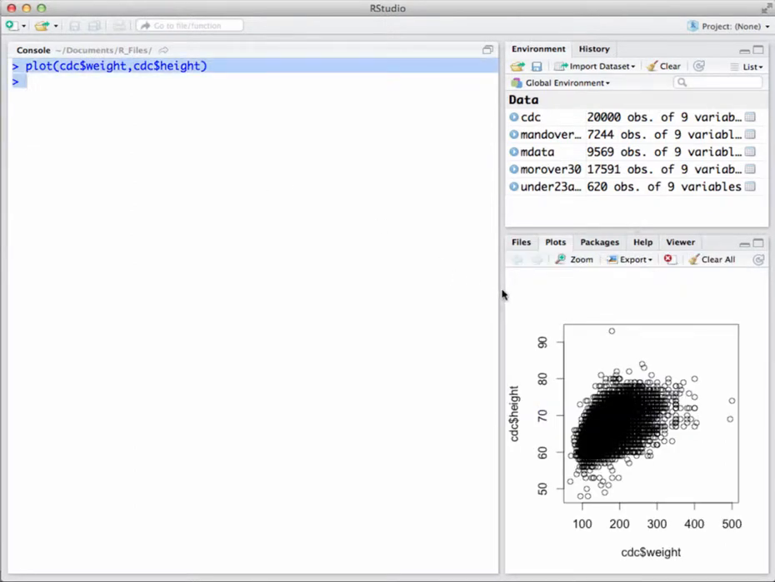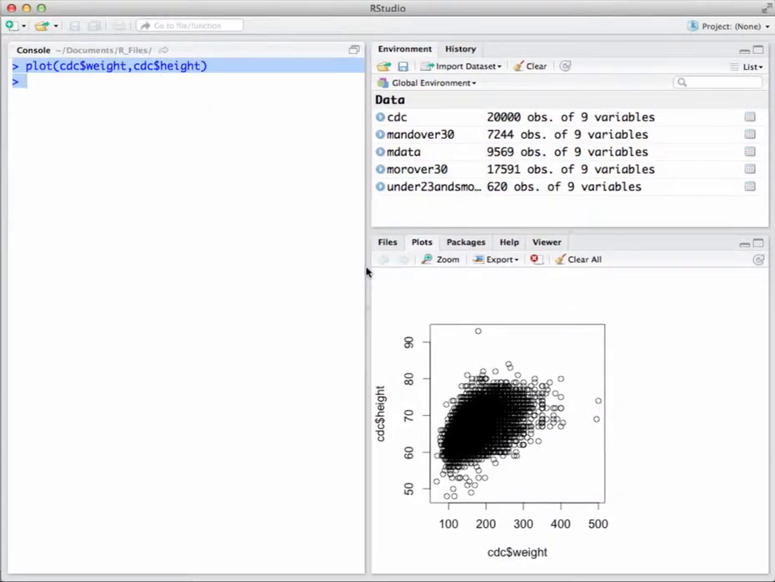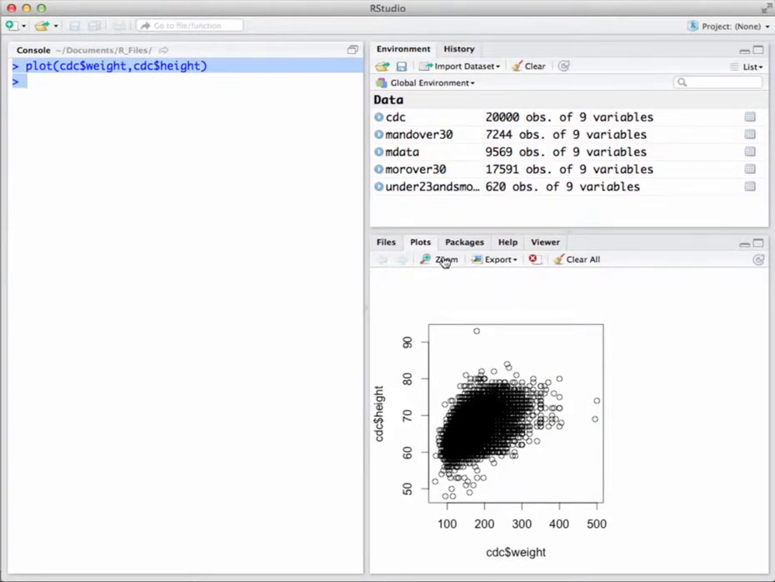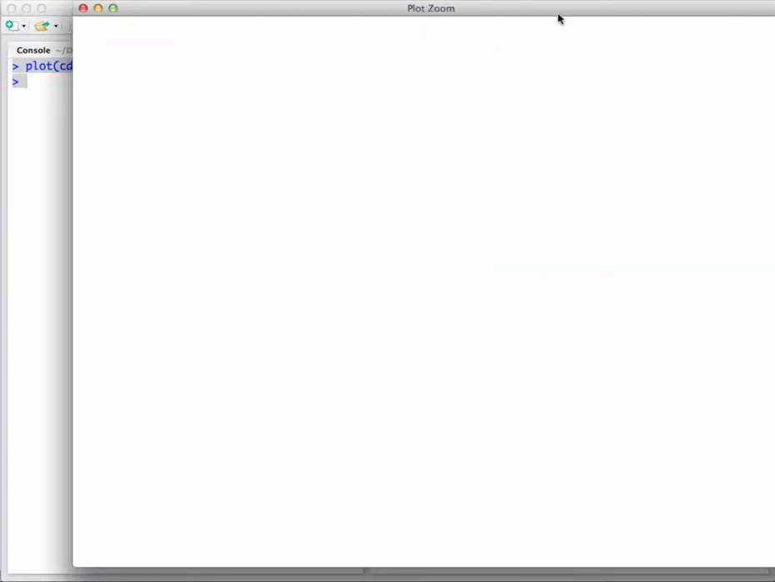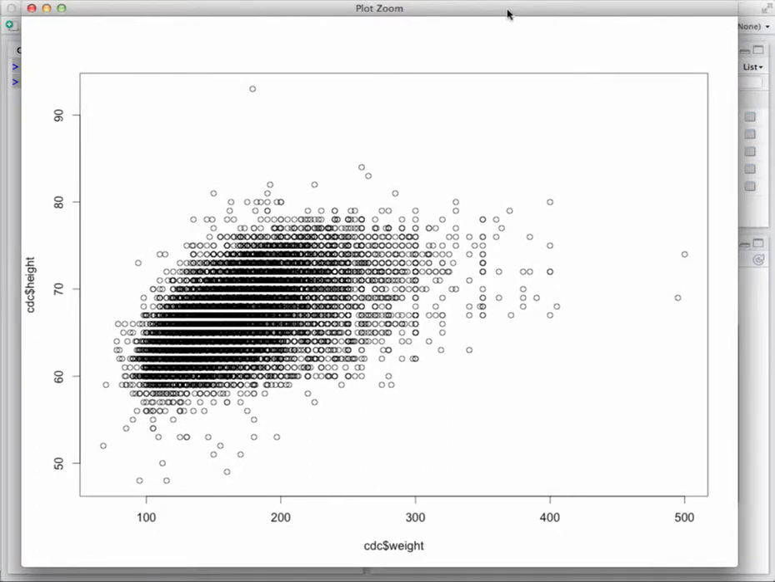Let's go ahead and make that a little bit easier to see here. I'm going to open that up just a little bit. We can actually use the zoom command here, and that'll make the picture go full screen. And we see what we've looked at before in terms of a scatter plot. On the x-axis we've got the weights, and on the y-axis we've got the heights.